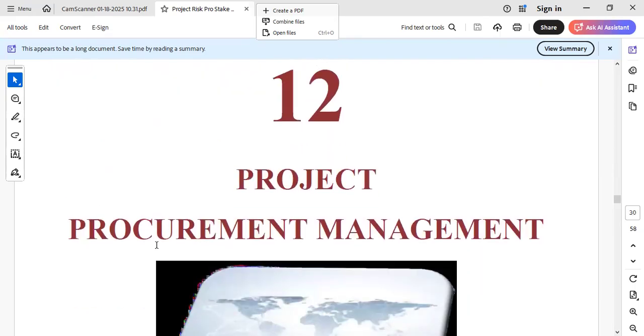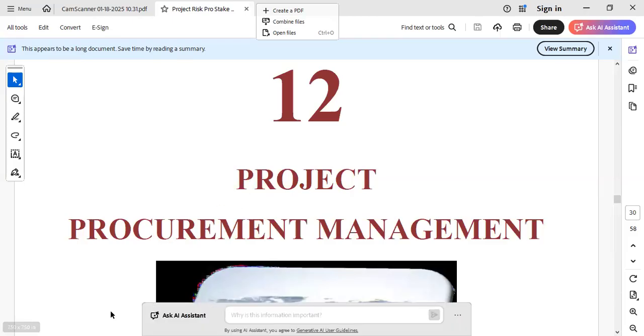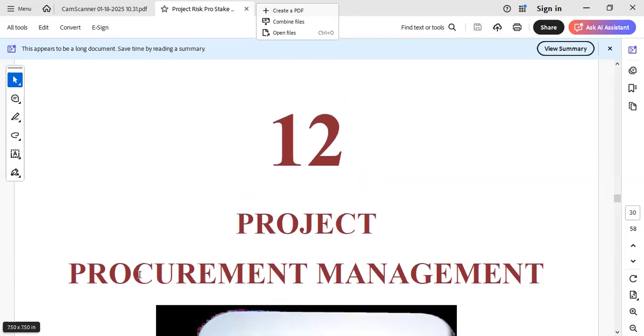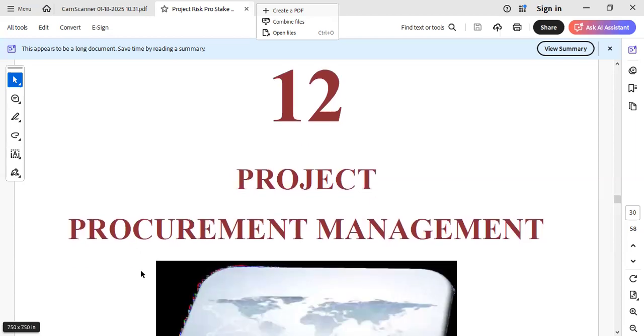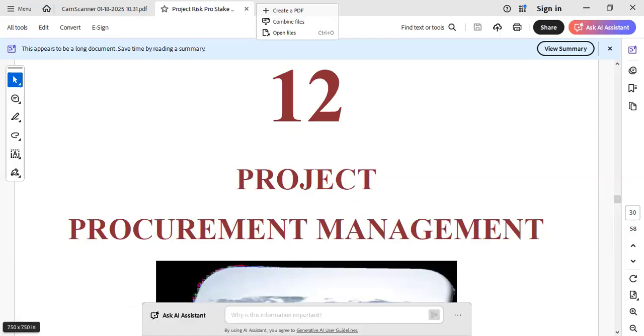We have gotten to project procurement management. So at this junction, I think we're going to be calling it a day.